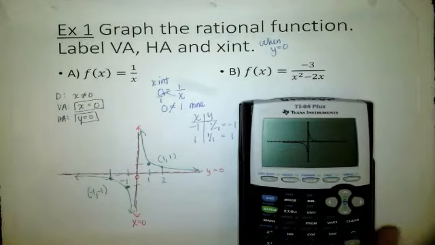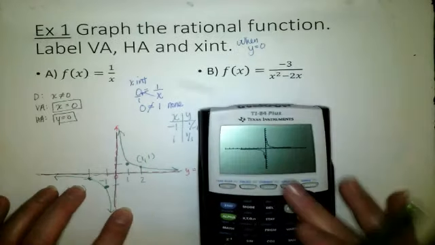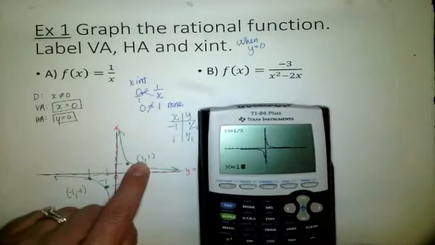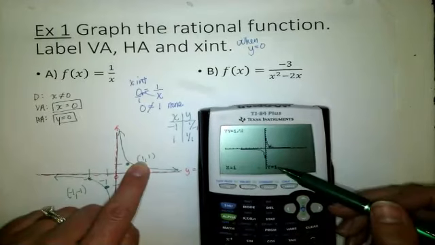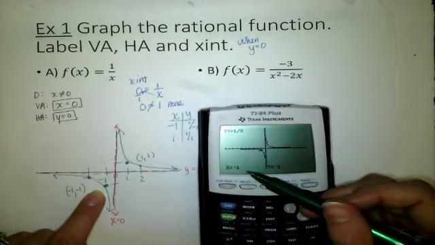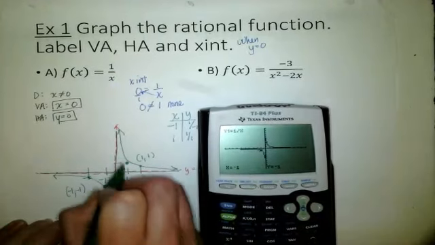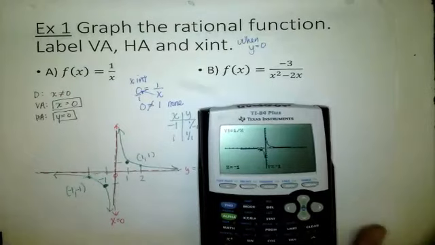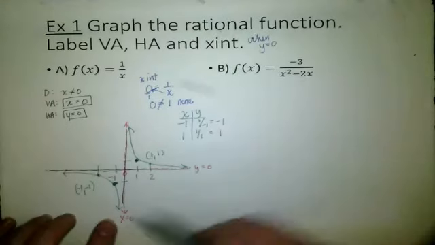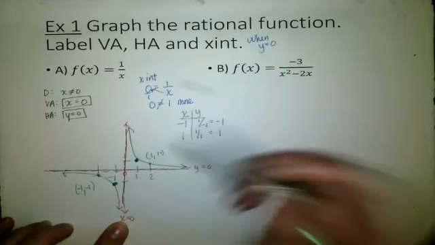So definitely double check your graphs. You can use trace, and I can type in my x value of 1, and you can see you get an output of 1. If I type -1, you can see I get -1. So use trace to help you graph. I really like to see your asymptotes labeled and at least one point labeled as well.